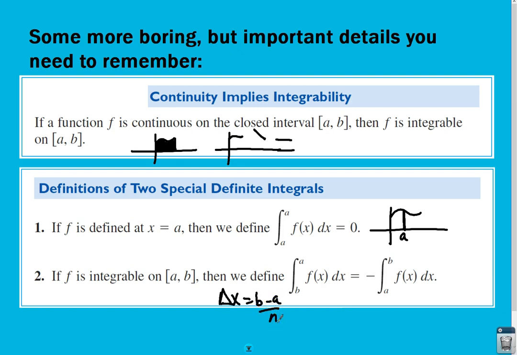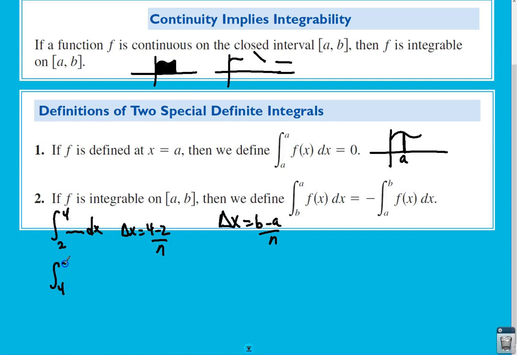Well, in this case, now a and b are in opposite locations, and that's fine. You can do that. But when they're in opposite locations, they're going to have the opposite effect. Like when you say b minus a, it would have the exact opposite effect. So, for example, if I had my integral set up from 2 to 4 of whatever dx, then my delta x would be 4 minus 2 over n. If I set up my integral instead from 4 to 2 of whatever dx, my delta x would be 2 minus 4 over n. Here, this is 2 over n. Now it is negative 2 over n.